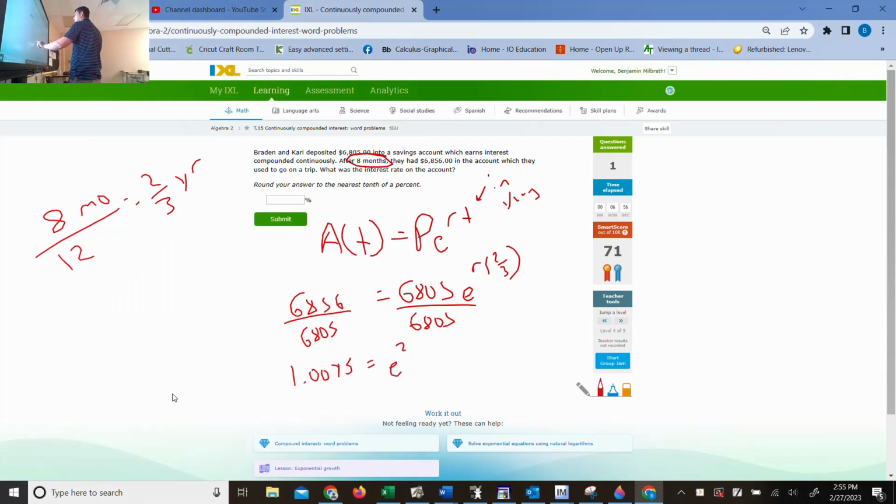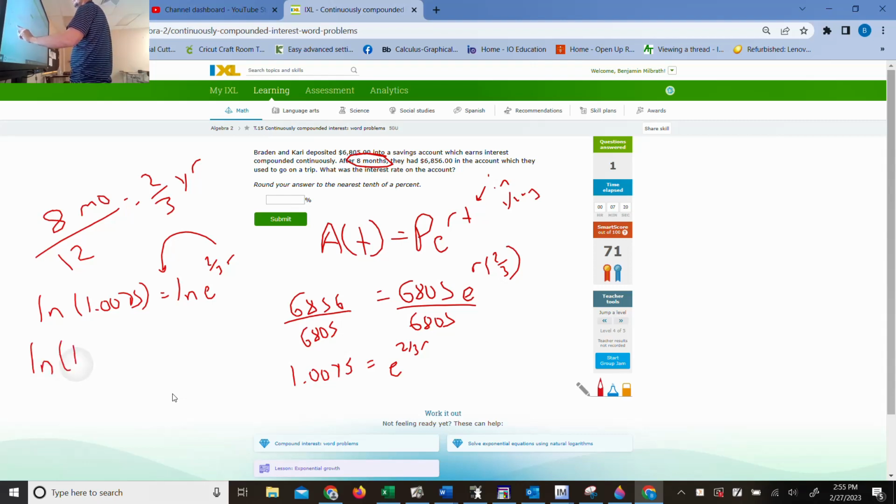That's equal to E to the 2/3 of R. What I'm going to do now is a technique called lnning both sides. The natural log of 1.0075 is the natural log of E to the 2/3 of R. This gets to be moved out front. And the natural log of E, because I'm sure you have forgotten it, is 1. That's gone.